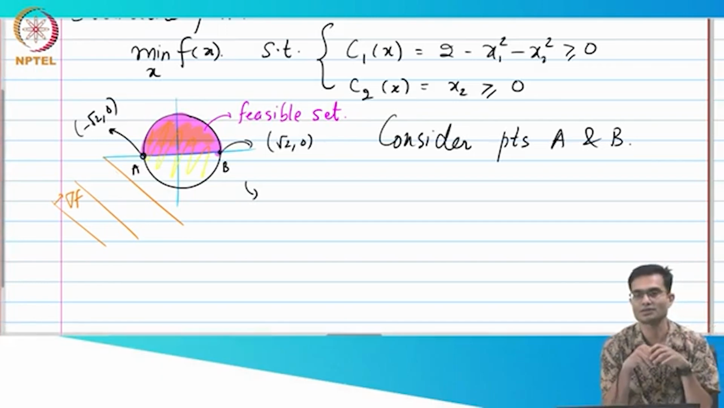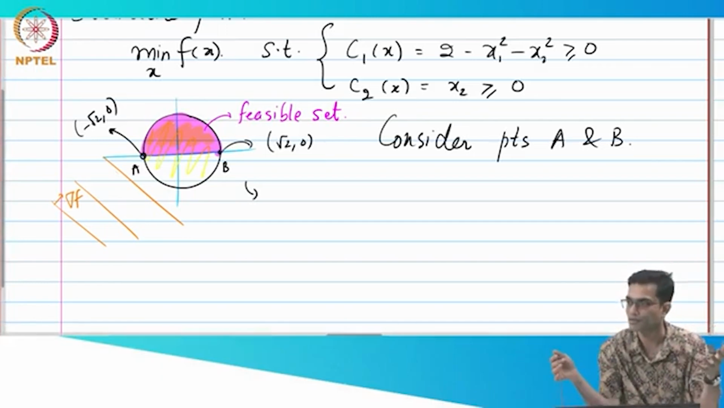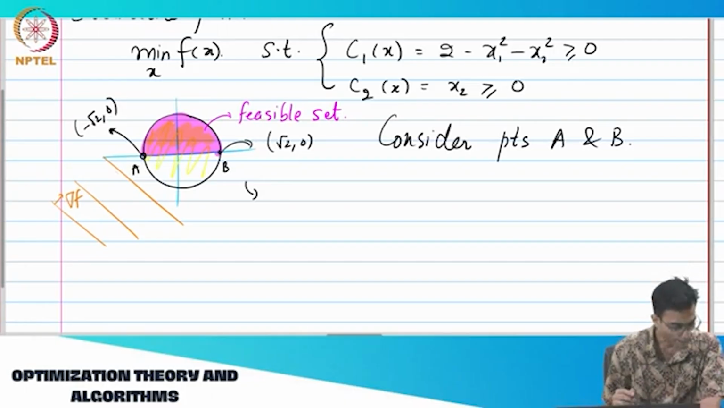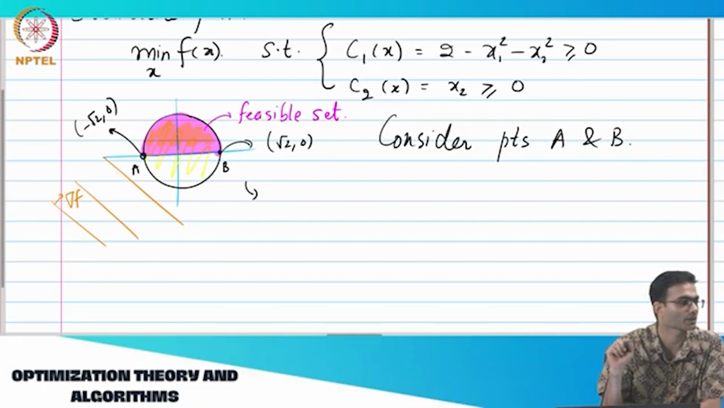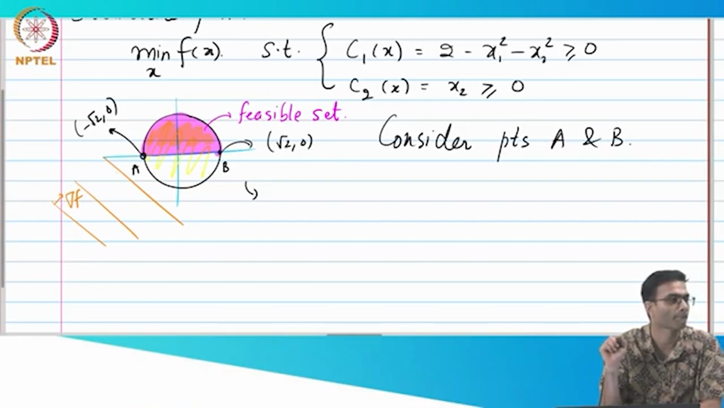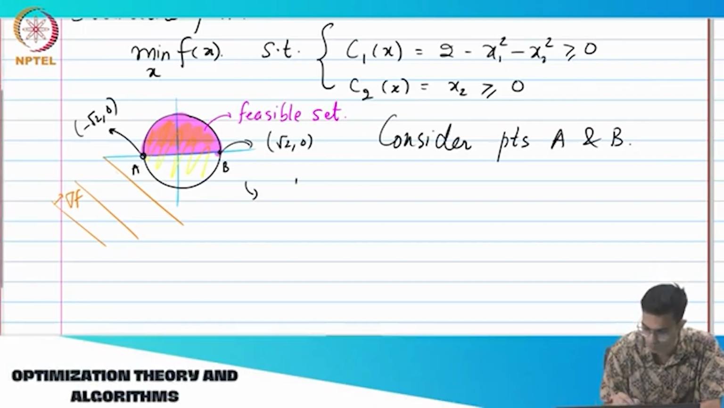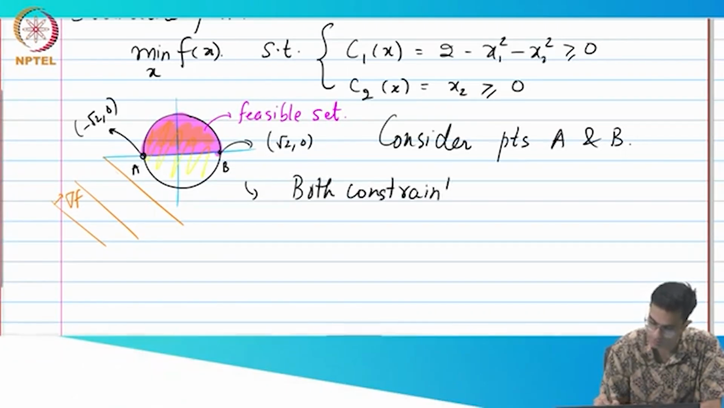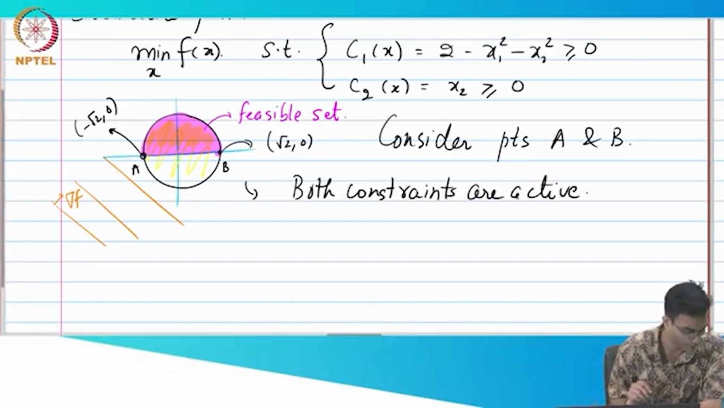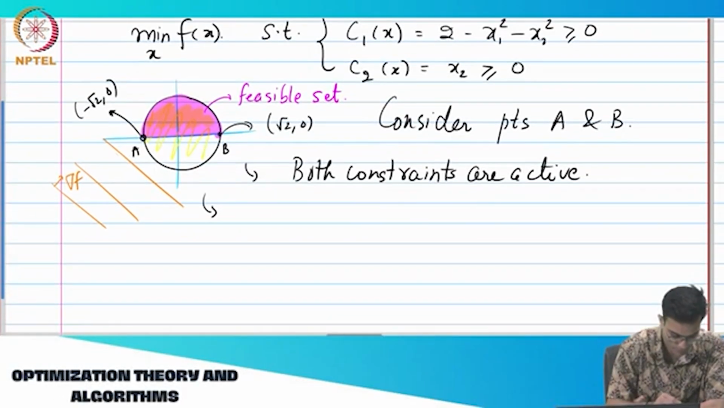So now let's, since we are doing this in the beginning, let's write everything down explicitly, right? So at points A and B, can we say that the constraints are active? Are both constraints active at point A and point B? Yes. Right? So both constraints are active. Okay. So anyway, that is bookkeeping.